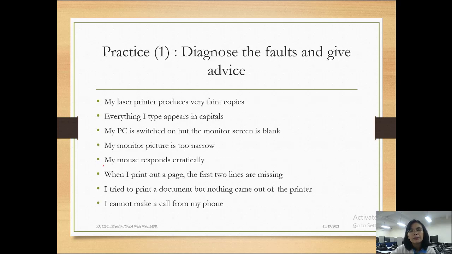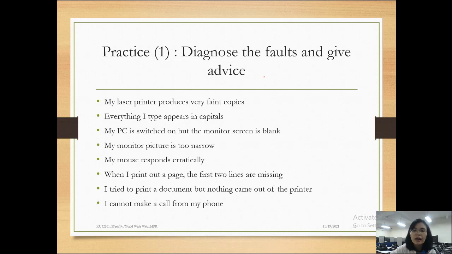Now, as the practice one, I want you to give the faults and also give the advice. So this is actually the continuation from last week's activity. So last week, when you identified the faults, for example, for number one, my laser printer produces very faint copies. For this, many of you actually said that it looks like, or it sounds like, your printer is running out of ink. Okay, and then with that, what kind of advice would you give? Okay, so you can say you should refill your ink, something like that.